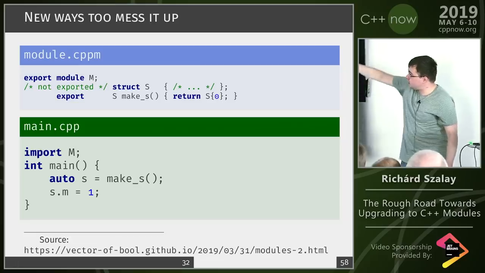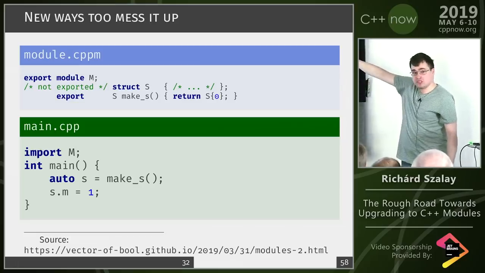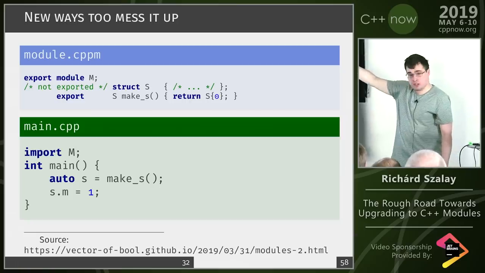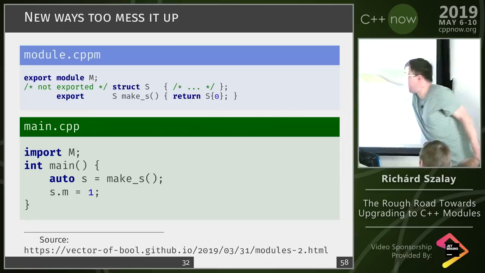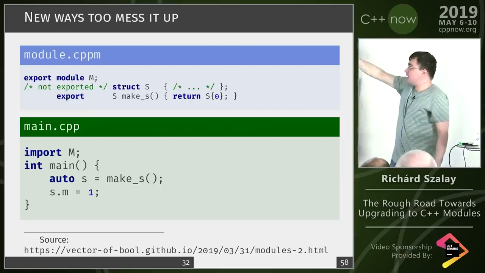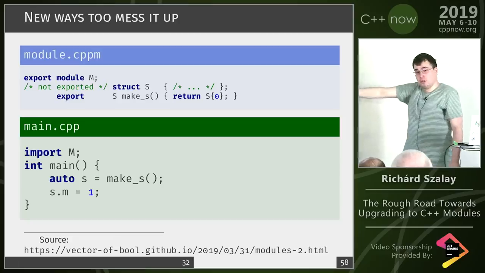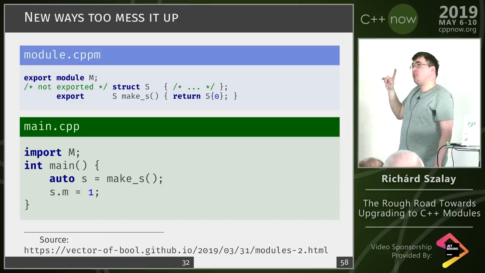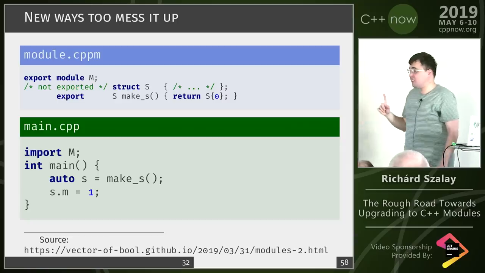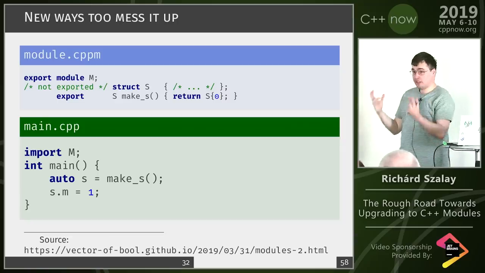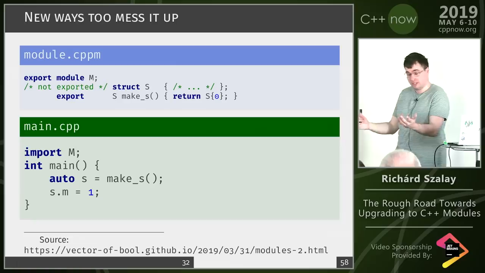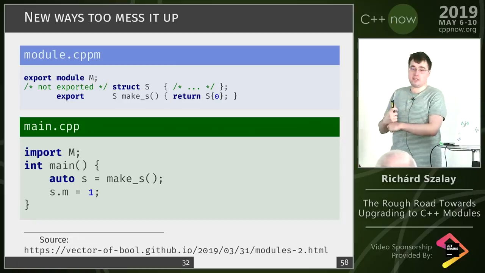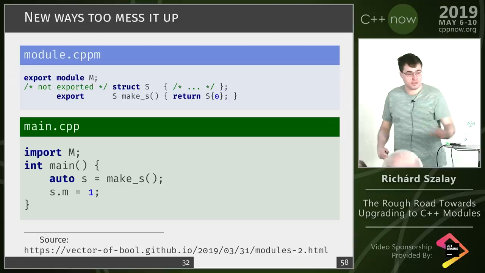And in case you have another module which also has a struct S, a different struct S, and also has a factory method, which perhaps is an overload here, you cannot import the two modules into the same translation unit, because the new wording for ODR will say that struct S as a type, because the module name is not part of its name, is reachable. So you are now in violation of ODR. Let's go.